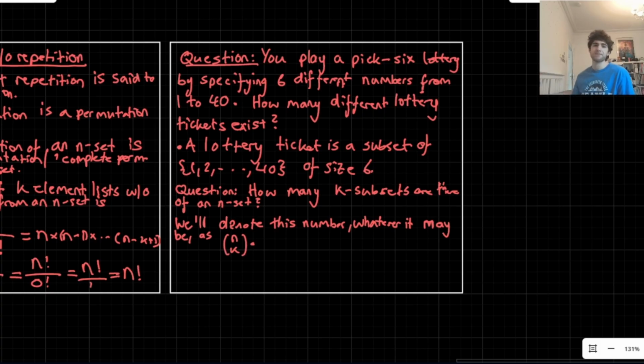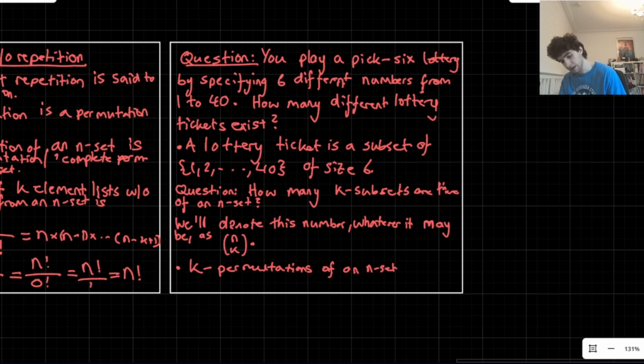Now we know the number of k permutations of an n set. That's quite simple, because we know that the number of k permutations of an n set is just effectively n factorial divided by n minus k factorial. So k permutations of an n set is just n subscript k like this, which is just equal to n factorial divided by n minus k all factorial, for the reason that we already discussed.